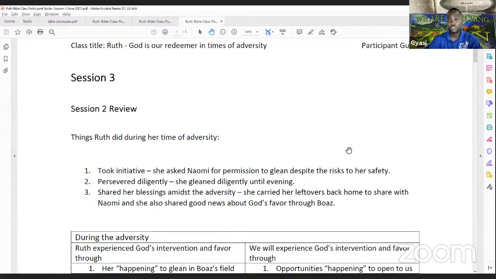Ruth also persevered diligently. In chapter 2, we saw that she worked till evening. She took a little rest. She ate, of course, but she worked till evening and was able to get at least a week's supply of barley. And then the third thing we saw that she did during a time of adversity, she shared her blessings. She carried back home the leftovers from lunch to share with Naomi. And she also shared the good news about God's favor that was extended through Boaz.